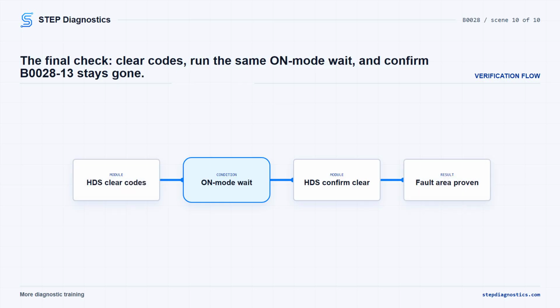Prove the code first, substitute the inflator with the correct SRS simulator, then use the RSA circuit resistance check to separate an inflator fault from a harness, connector, software, or SRS unit path.